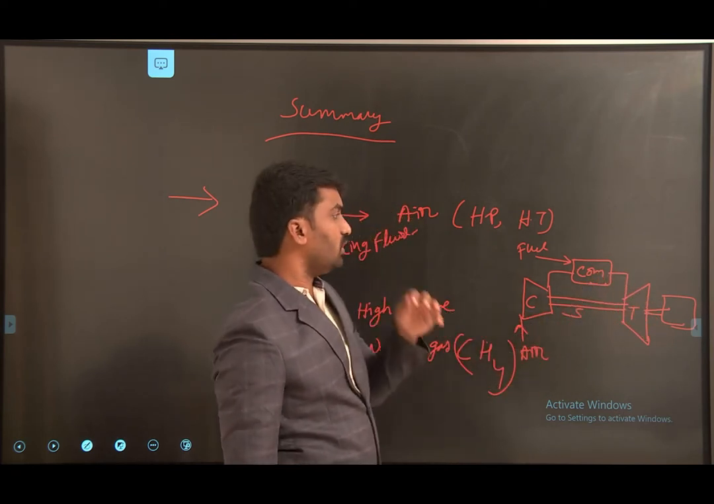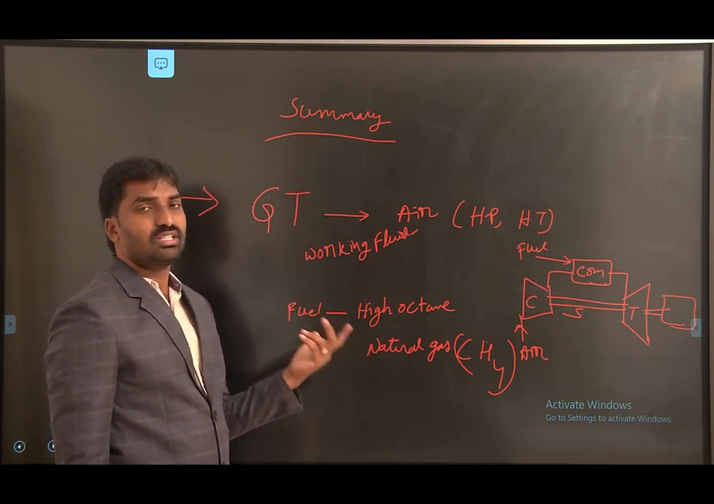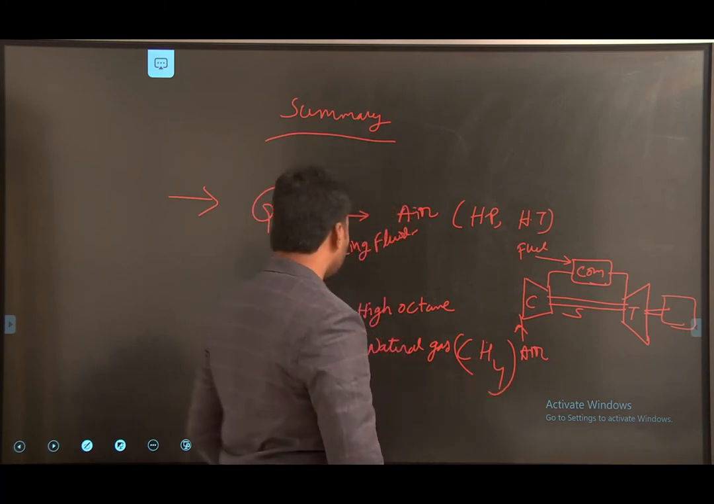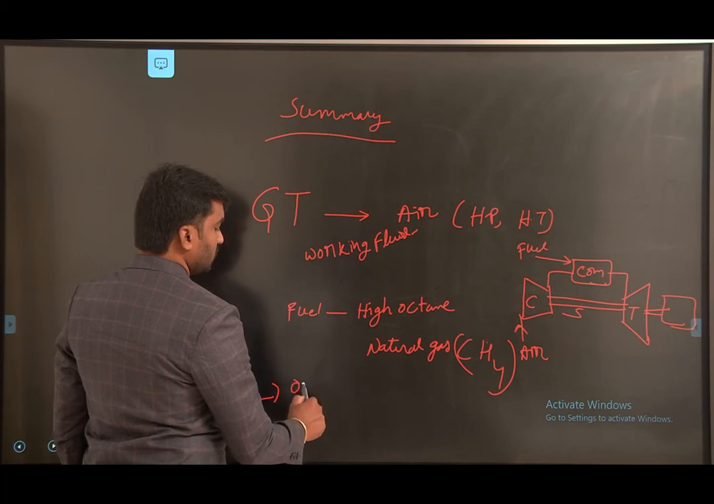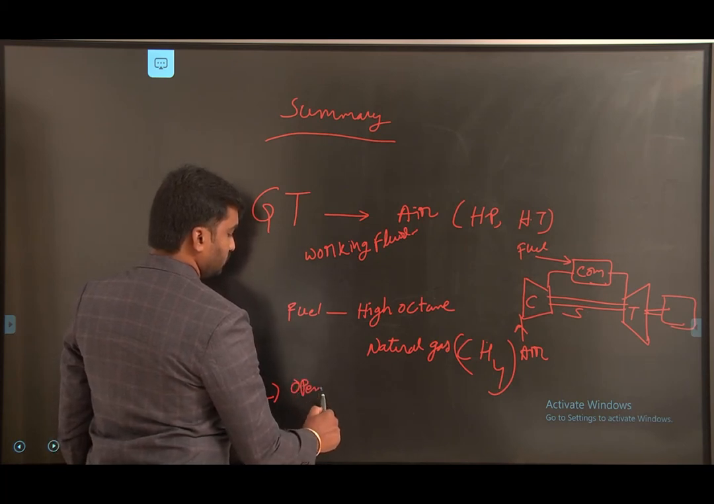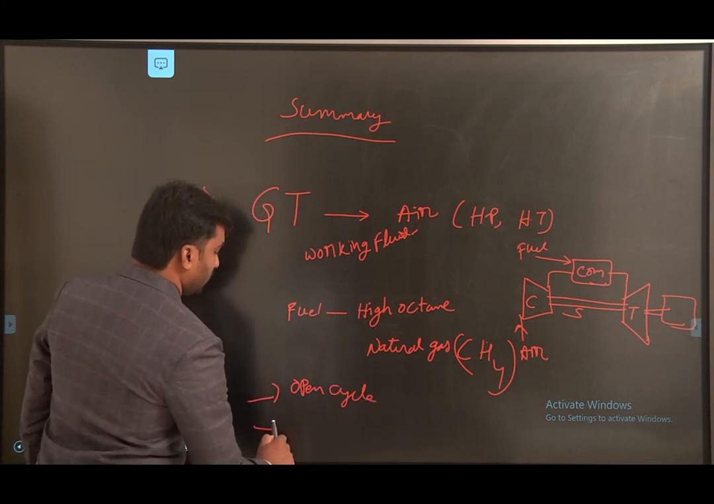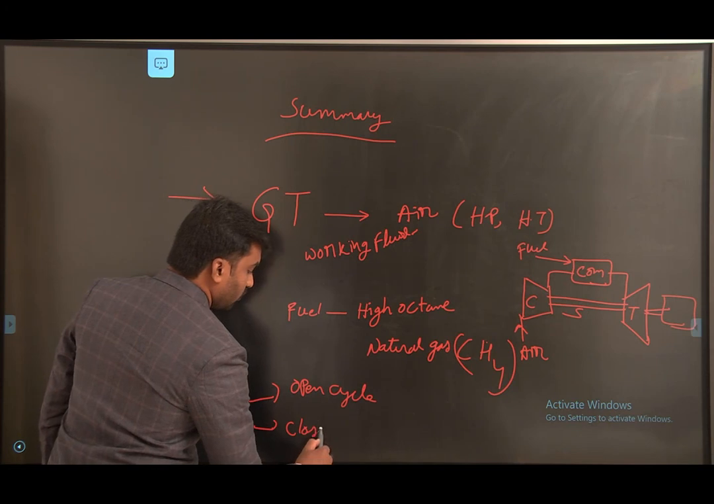The gas turbines are classified into two categories mainly: the constant pressure and the constant volume process. In the constant pressure process, the gas turbine is divided into two types. One is the open cycle, and the other is the closed cycle. These are very important in a project unit.